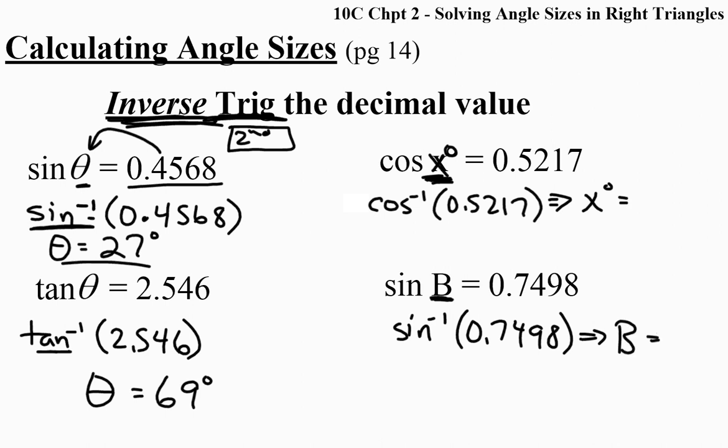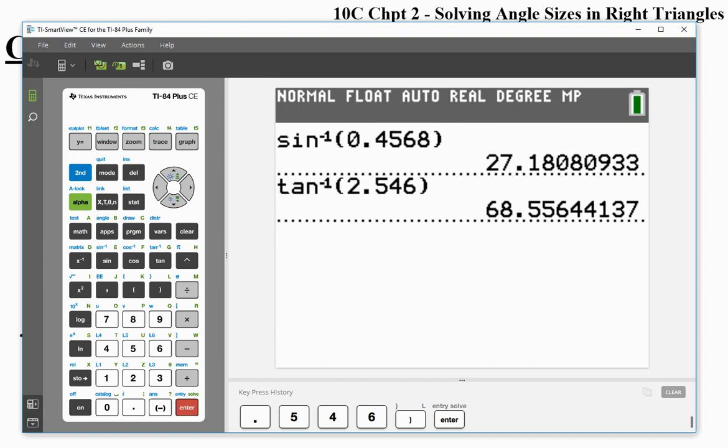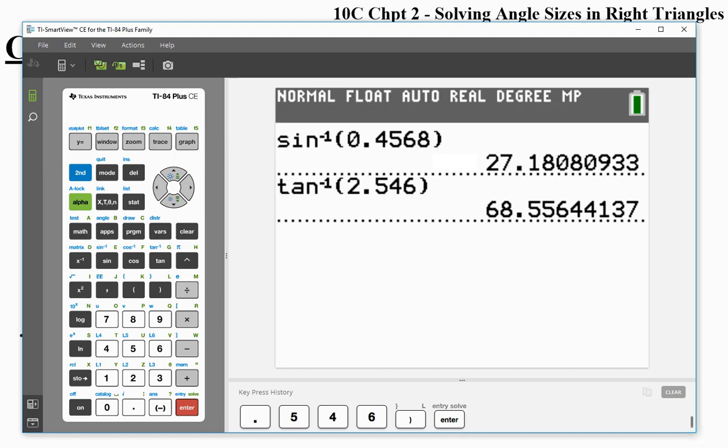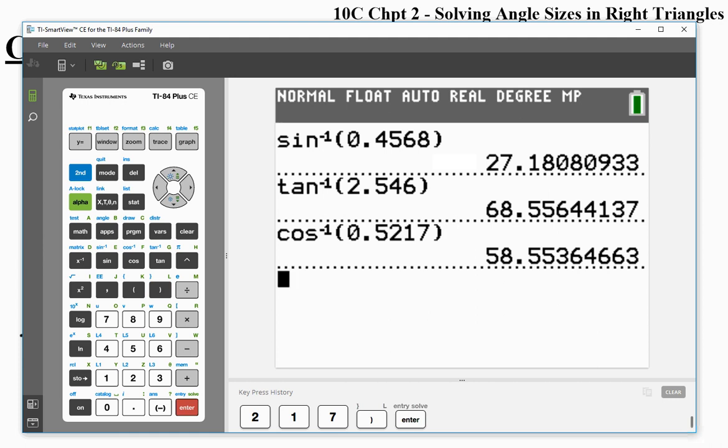So let's quickly take a look at those two. What do we want this time? Let me go back and double check. It was the cosine and the sine questions. So second function cosine, because we want the angle, 0.5217. Enter. 58.5 or a 59-degree angle.